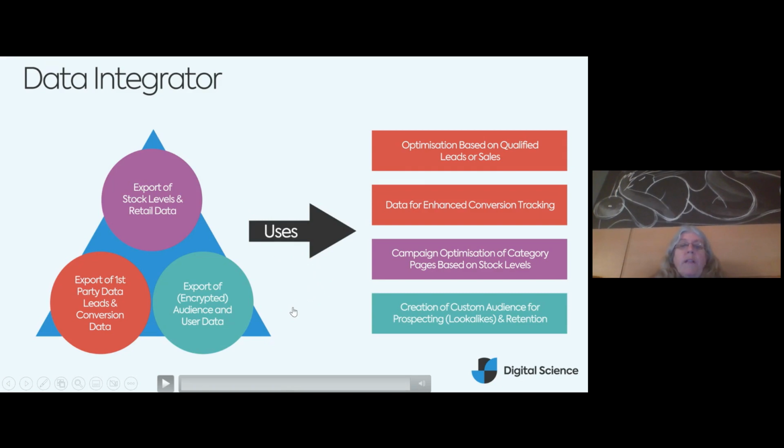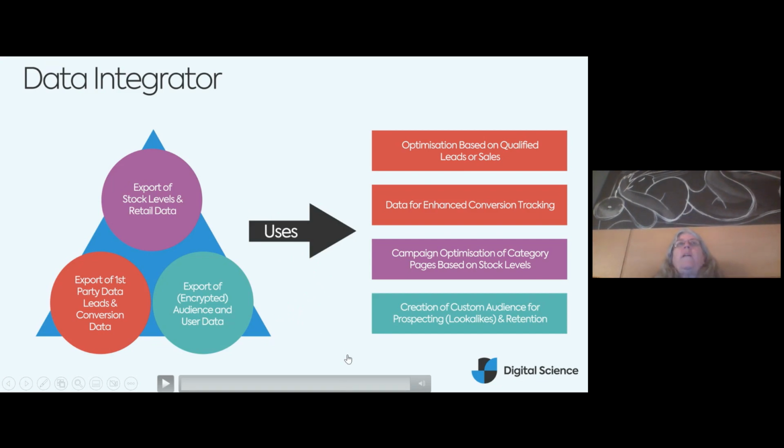Now, the other one that I mentioned earlier on, with particular relevance to retention, but it can be used for lots of other purposes, is exporting audience and user data from your CRM system and importing that into the ad platforms to create custom audiences. And that can be used for various different purposes, such as prospecting, lookalikes, and retention. But I'll just go into a little bit more detail.